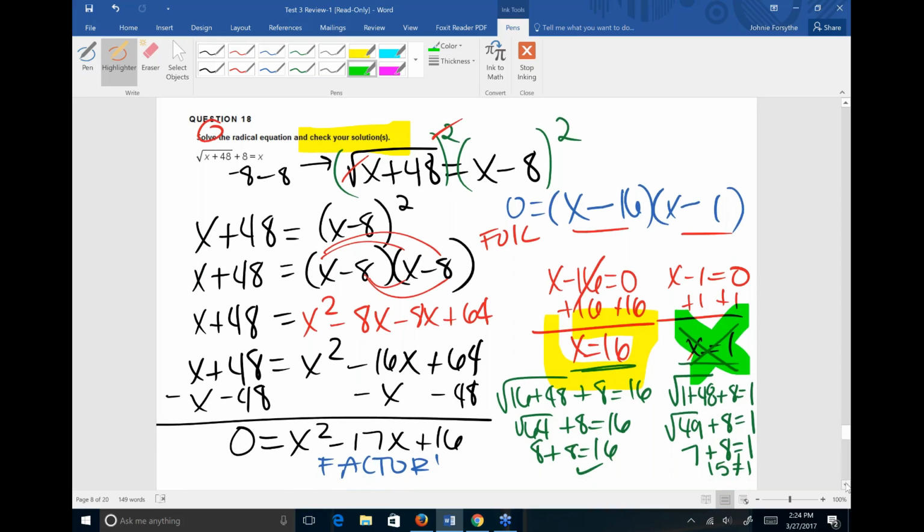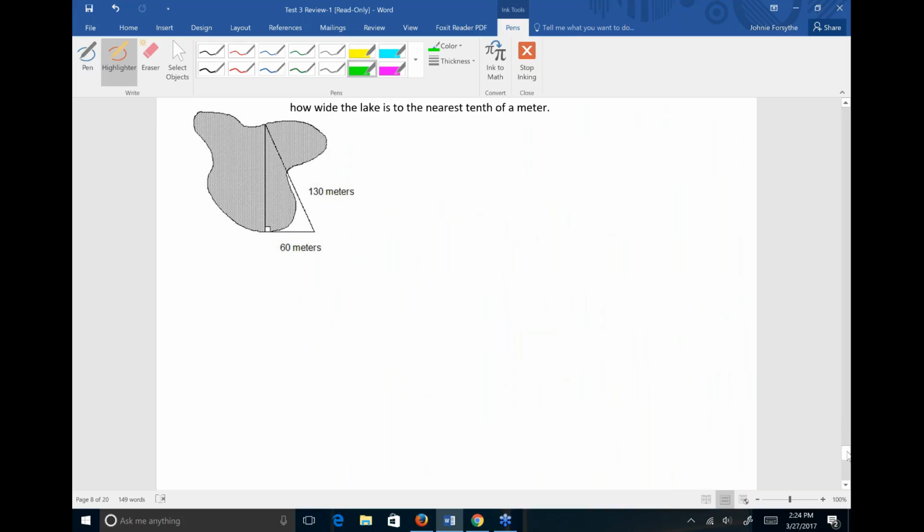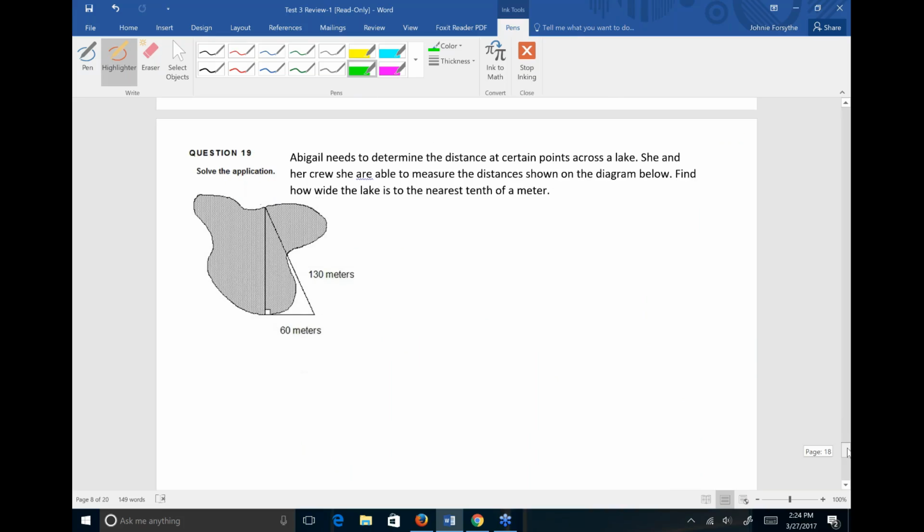Let's look at 19. Abigail needs to determine the distance at certain points across a lake. She and her crew are able to measure the distances shown on the diagram below. Find how wide the lake is to the nearest tenth of a meter. So this is a special type of triangle we have here.